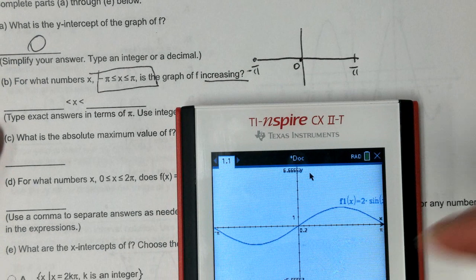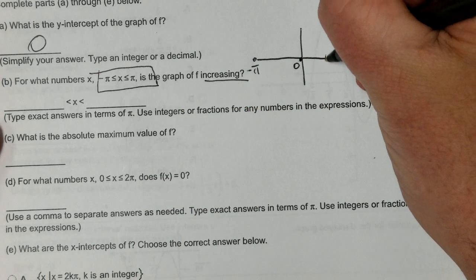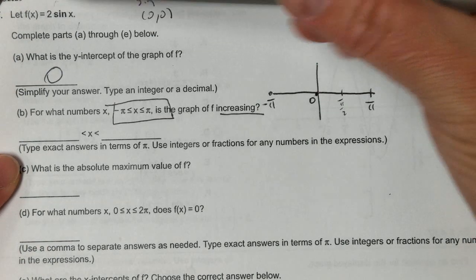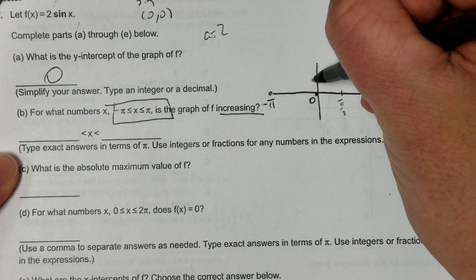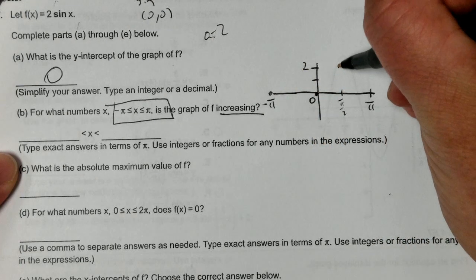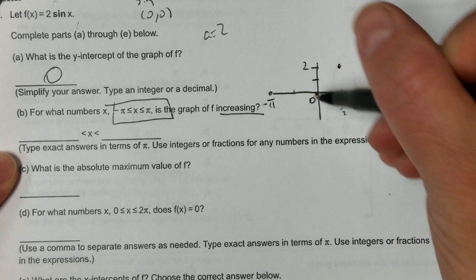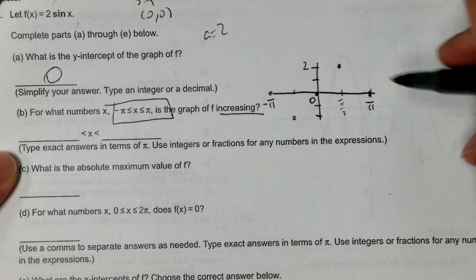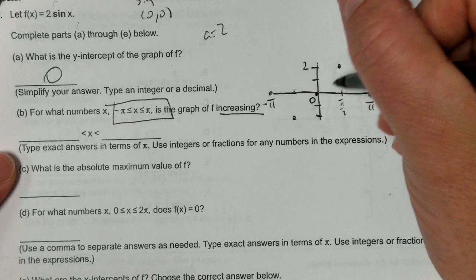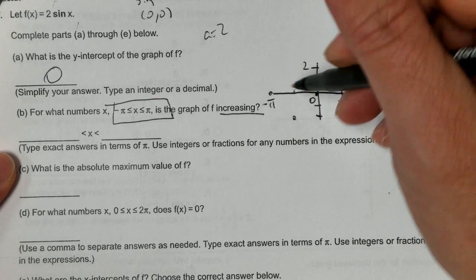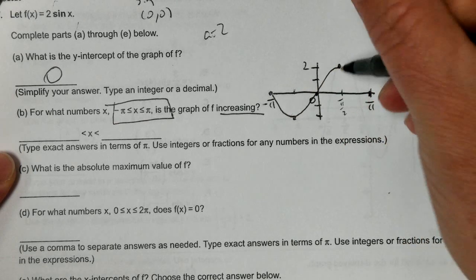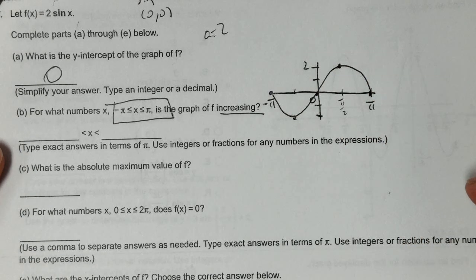Okay, so this part, which is in the middle, is high. So that means pi halves would be high. In this case, there's a 2 for our amplitude. So we're going to count up to 2. It's going to look like this. And then down to this one. Okay, so here's our graph. So that's just showing one period worth.